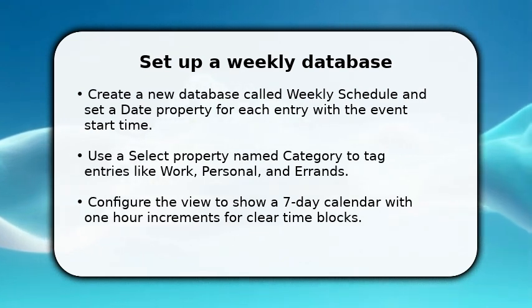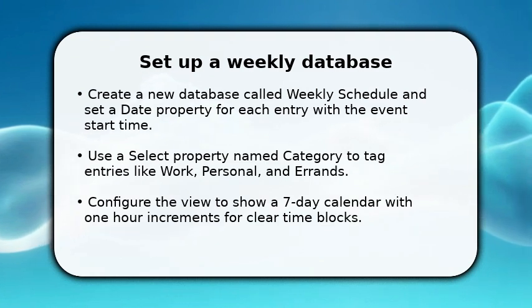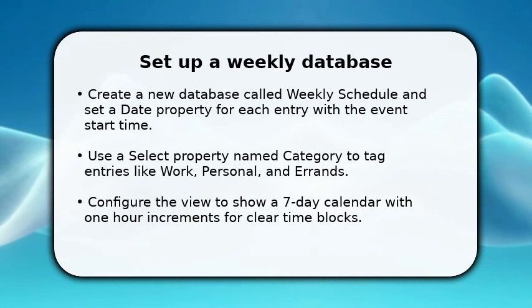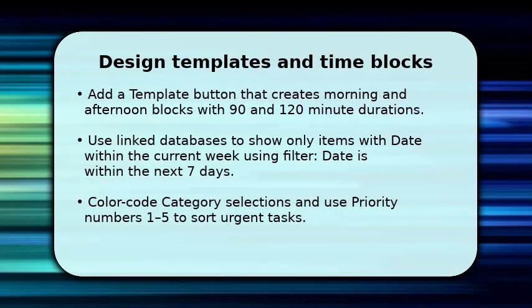Configure the view to show a 7-day calendar with 1-hour increments for clear time blocks. Save a table view for quick edits, and a board view grouped by category for visual planning. Add a template button that creates morning and afternoon blocks with 90 and 120-minute durations and prefilled notes.